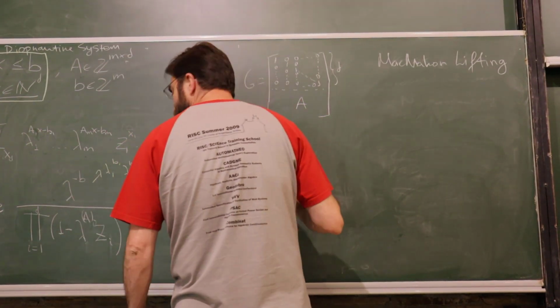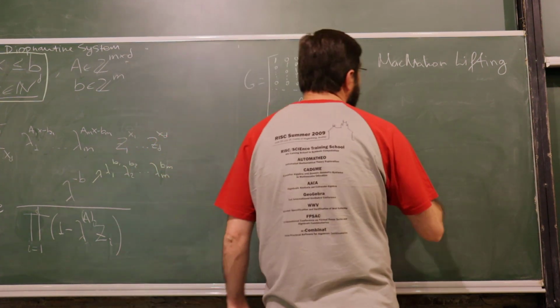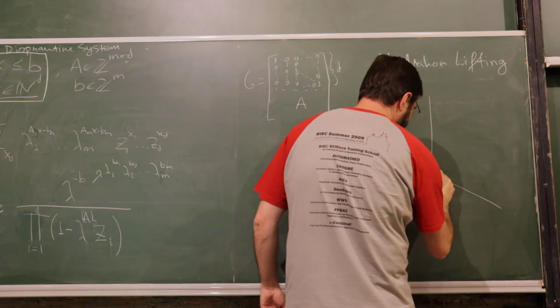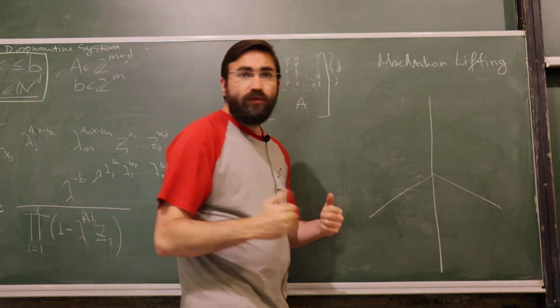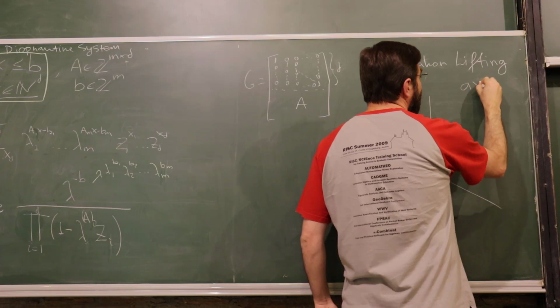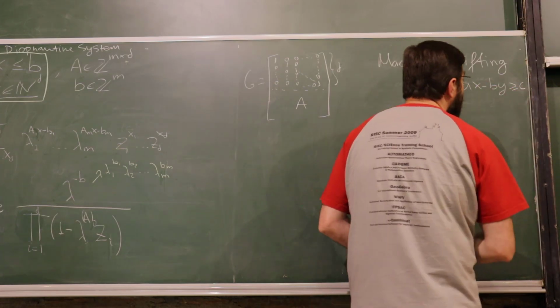Now I will draw as if we only had one inequality, so I only have three dimensions to draw, right? That's my eternal problem. So let's assume we have AX minus BY greater or equal to C, right?